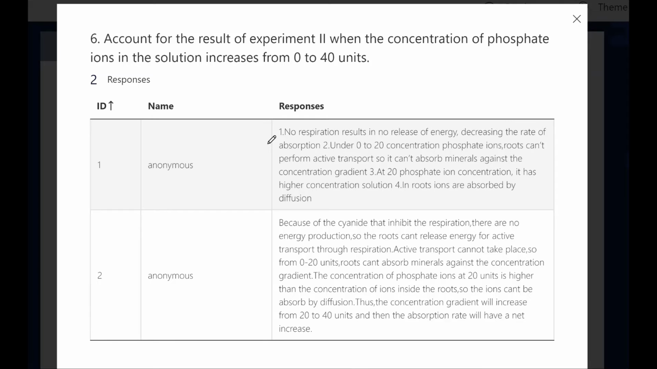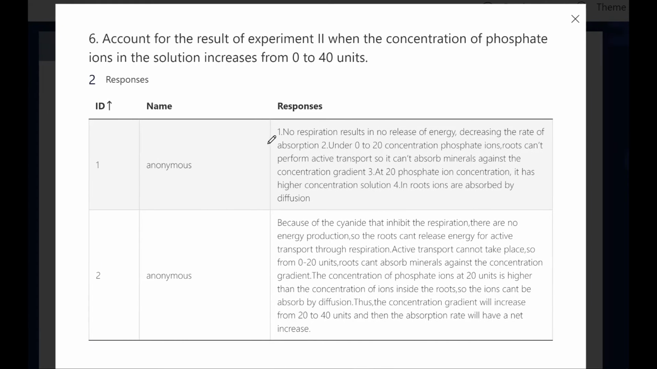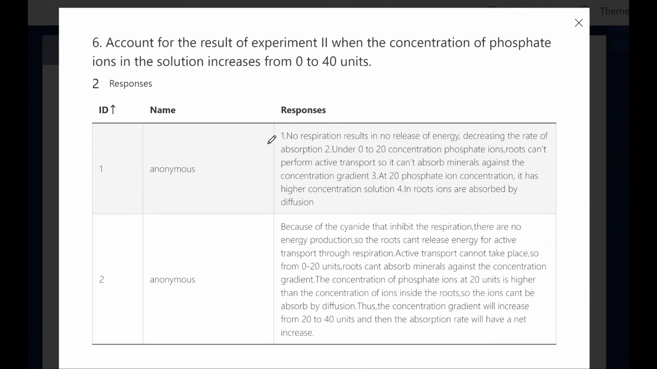Okay, this is a perfect sentence. At 20 phosphate ion concentration, it has a higher concentration solution. Now, I can't tell the meaning for the third point. And 4, in roots ions are absorbed by diffusion. Okay, well, this sentence, 3 and 4, should be combined to get the third mark.